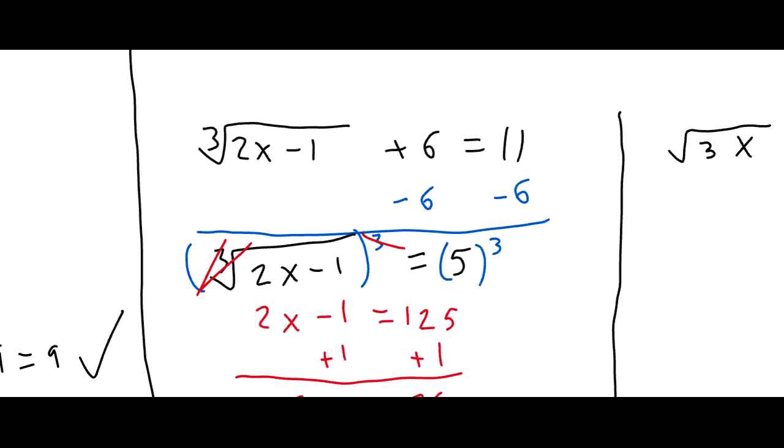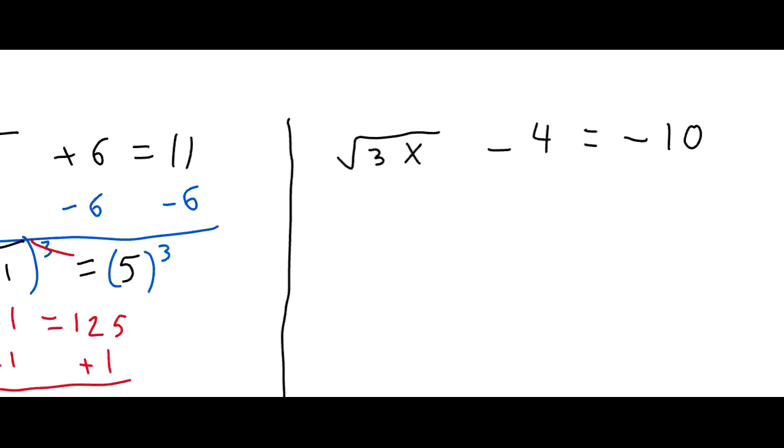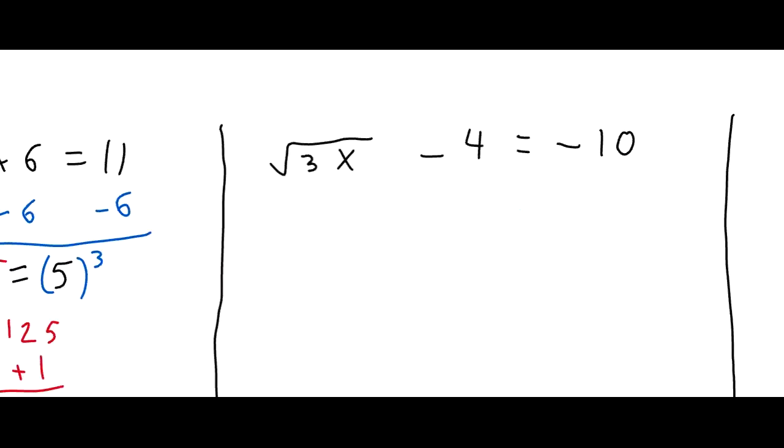Okay, a little bit trickier for our last two problems. We look at this and say, hey, it looks easier. And you're right to an extent. First of all, you have to get the radical by itself. Right now, only the 3x is inside of the radical, but the negative 4 is on the left side, so you have to move the negative 4 to the other side by adding 4 to both sides.